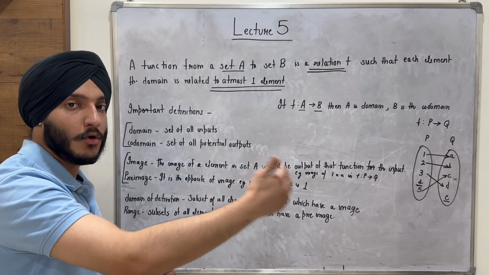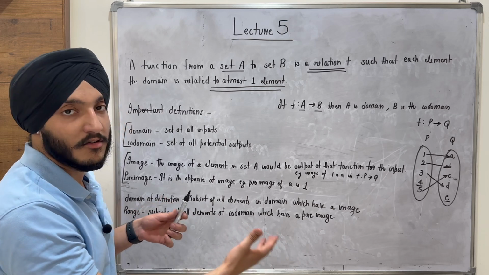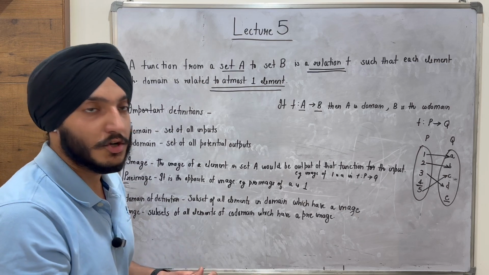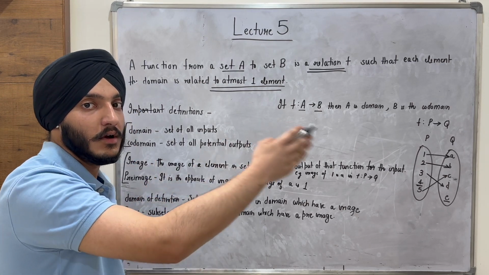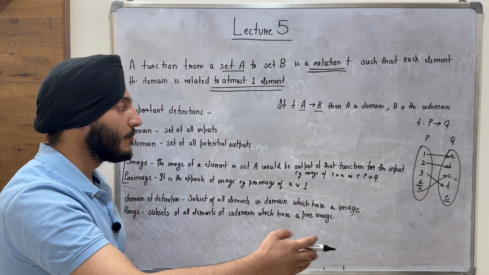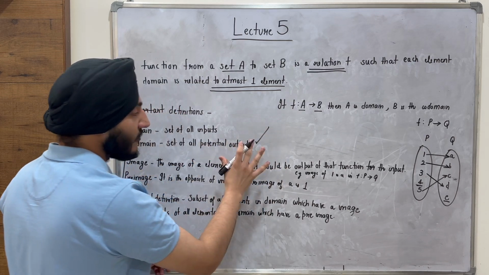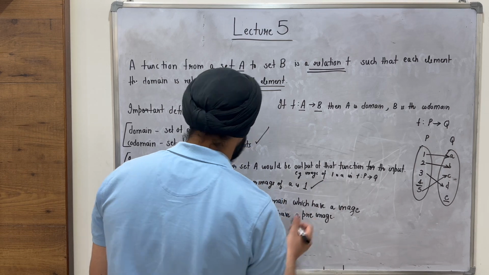So when we talk about the pre-image, we are looking for a value which it relates to in the set A over here. And when we talk about the image, we are talking about a value in the domain which relates to a value in the codomain, right? So I hope that makes sense. So we have covered domain and codomain. I hope you have a good understanding about both these definitions. Image and pre-image, we have covered this as well.